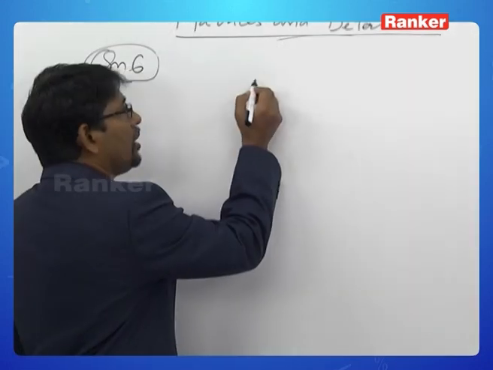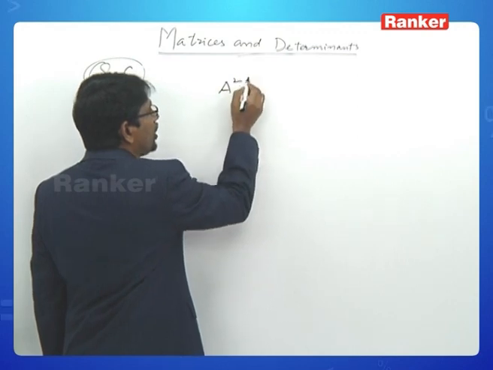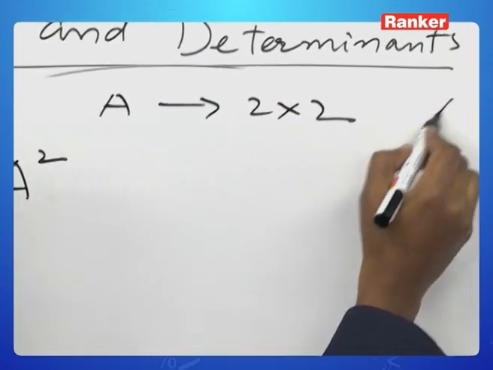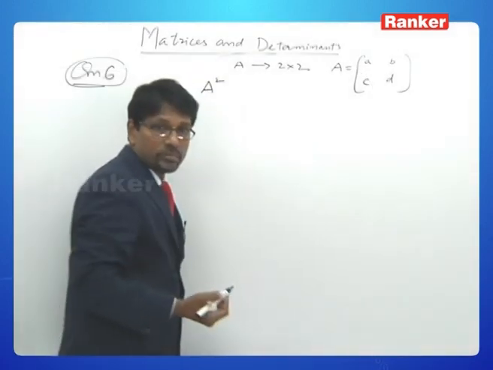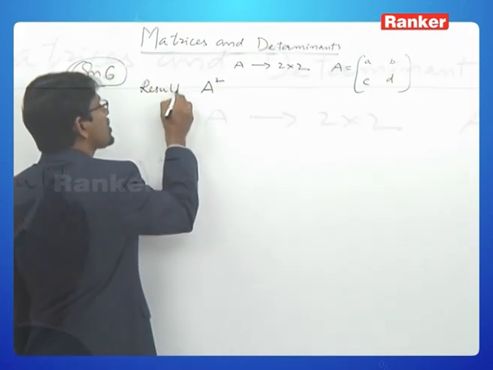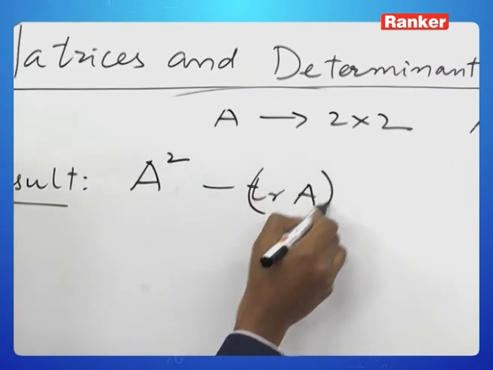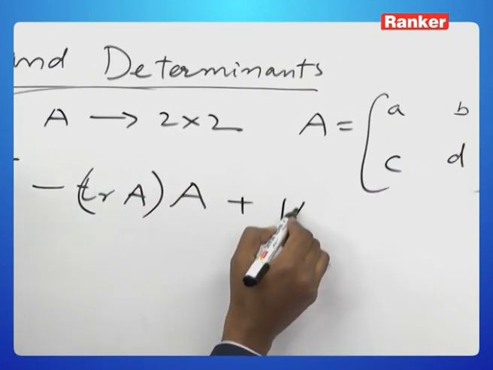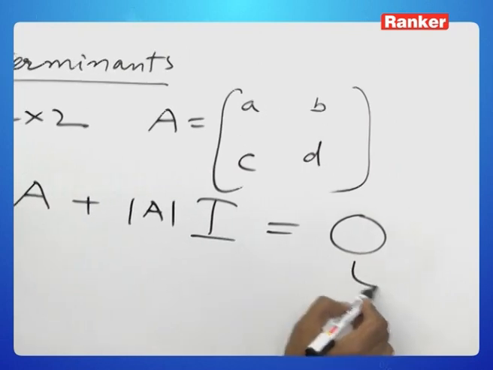Now look at this. A is a 2 by 2 matrix, which is in the form A equal to (A, B, C, D). Then we have a result. The result says A square minus trace of A into A plus determinant of A into I is equal to the null matrix.